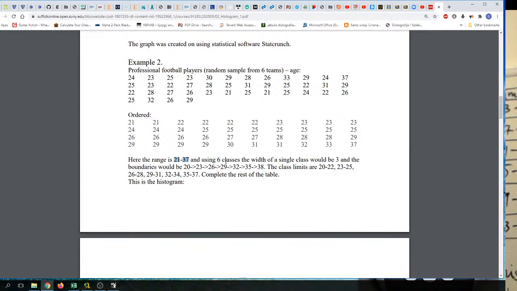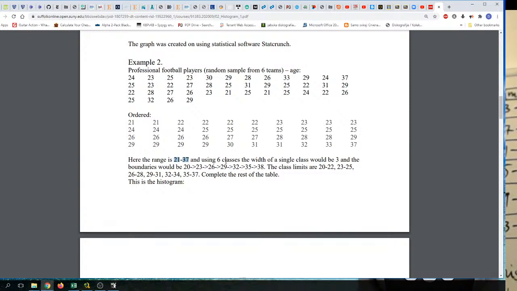So I could choose, so the single class would have to be at least 2.5. I could choose 2.5, 2.6, 2.7, and so on. I want to work with whole numbers, so-called integers. So I'm going to use 3. I can't use 2 because 2 would not be enough.